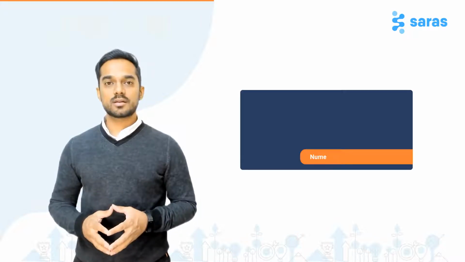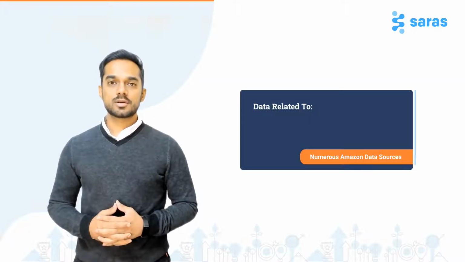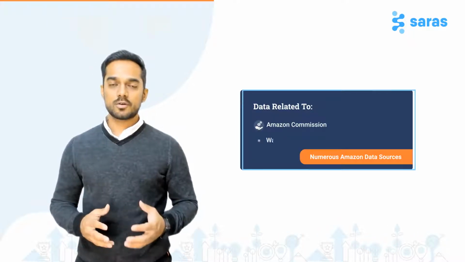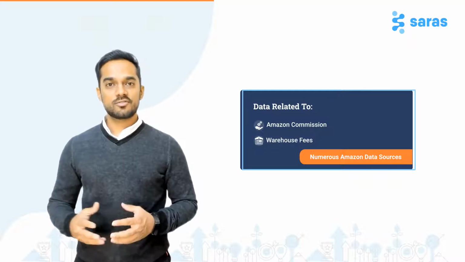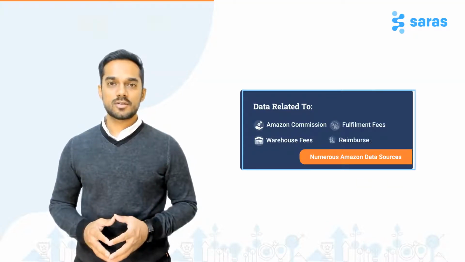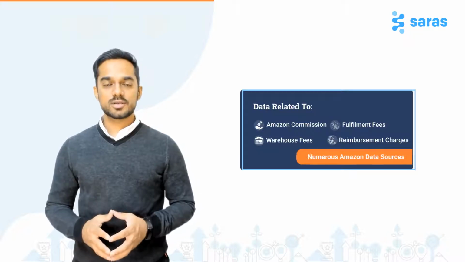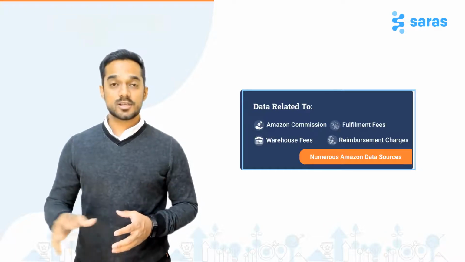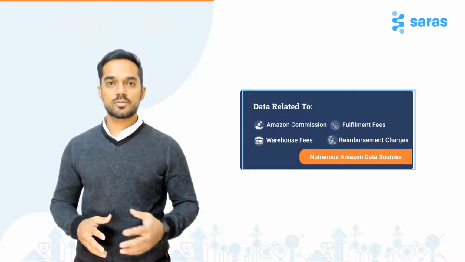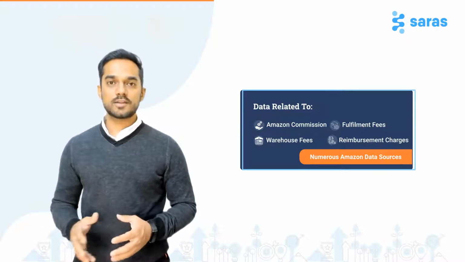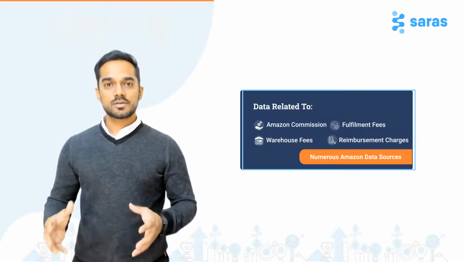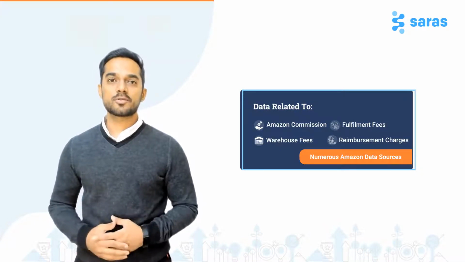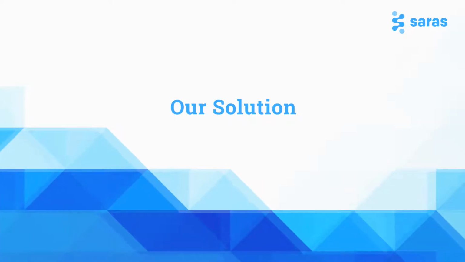And finally, the data related to your marketplace costs, such as Amazon commission, warehouse damage handling fees, fulfillment fees, reimbursement charges, and so on. This information sits within Amazon, but across different data sources such as settlement reports or transactions date range reports, or it could be fee preview reports, and so on. Again, which data source to pick from really depends on the use case and the business problem that you're trying to address.